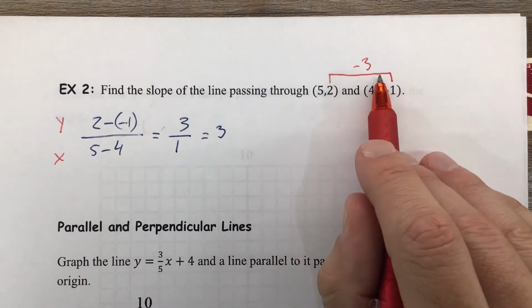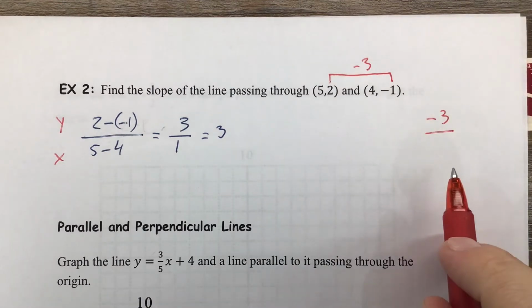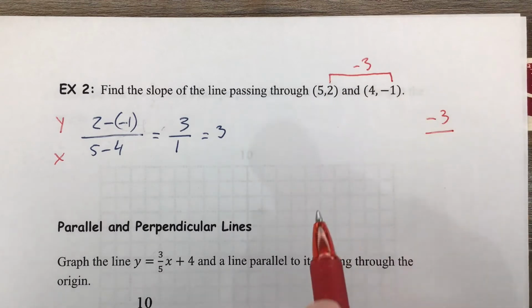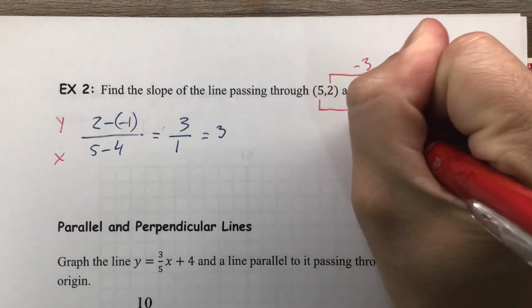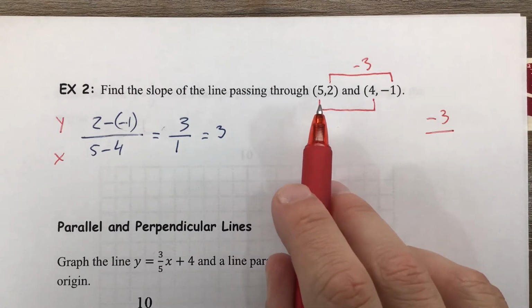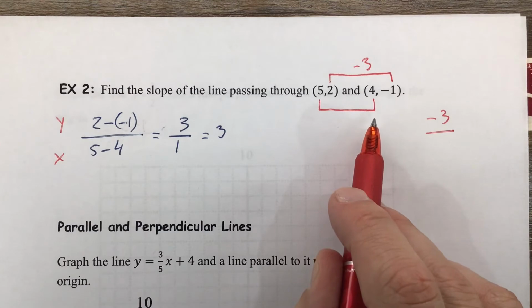I subtract 3. And I put that on top because when you calculate slope, you need to have your y values on top. So I always make sure I do the y's on top. And then on the bottom, I'm going to do my x's. And again, I'm going to ask the question, how do I get from 5 to 4? I'm not just asking about the space between them, but I'm asking the question, how do I get from 5 to 4?